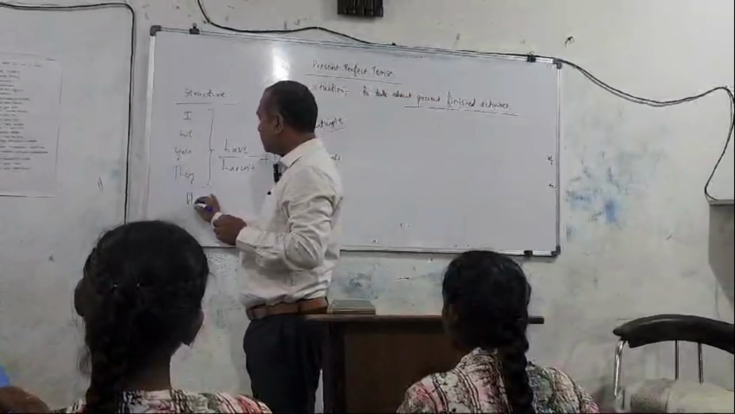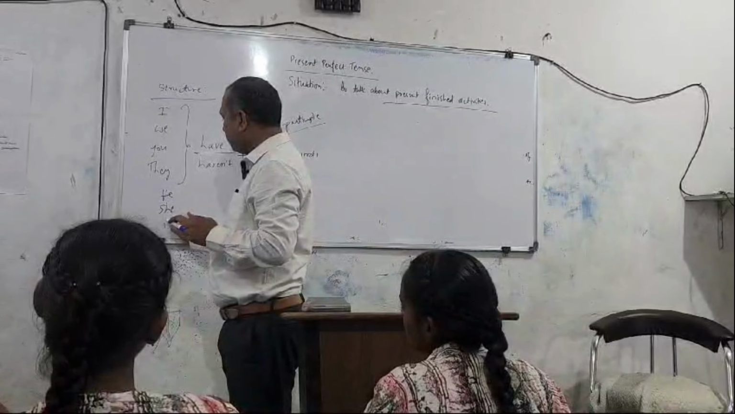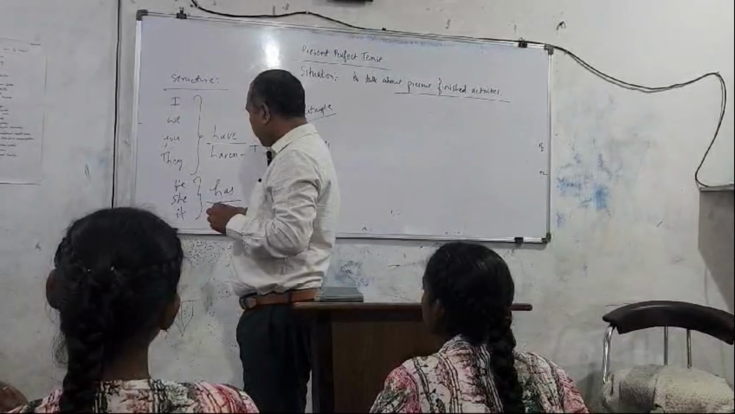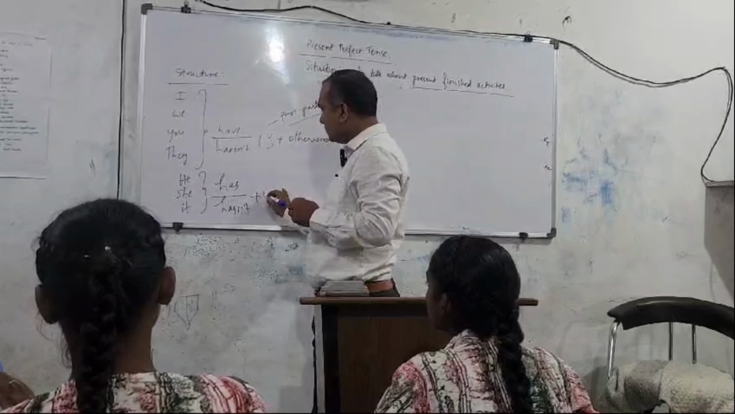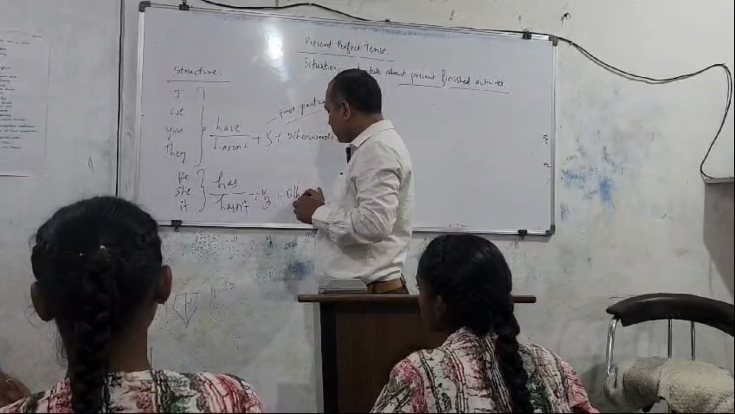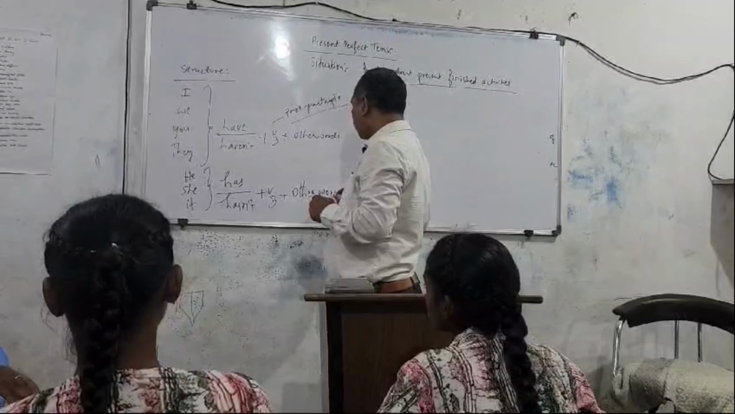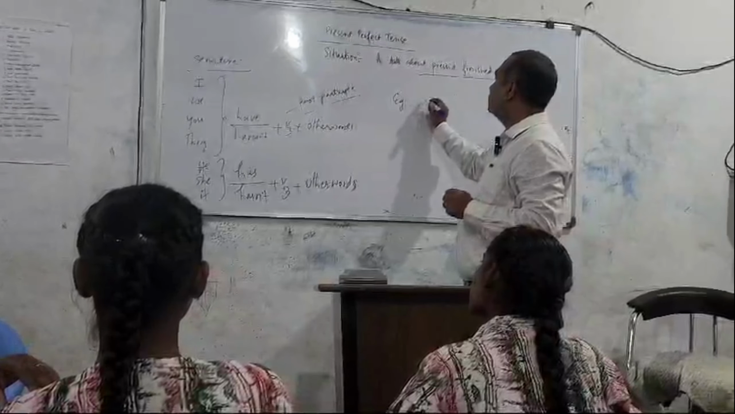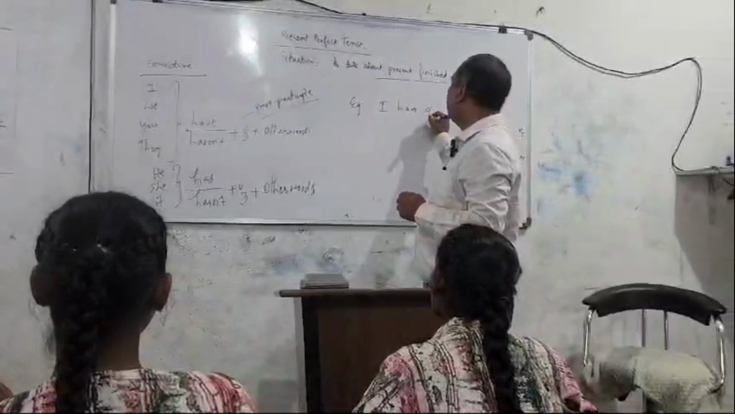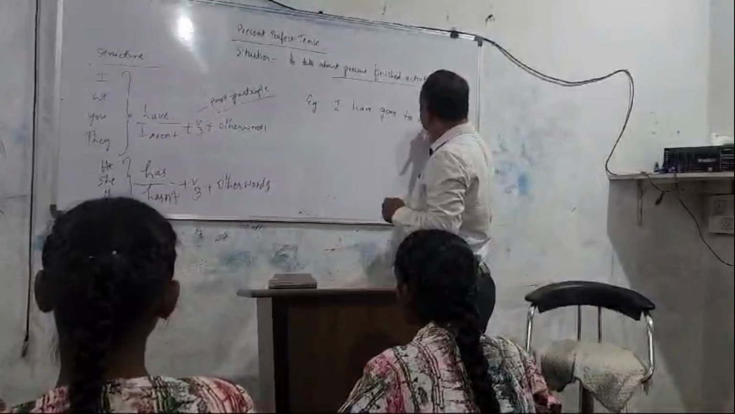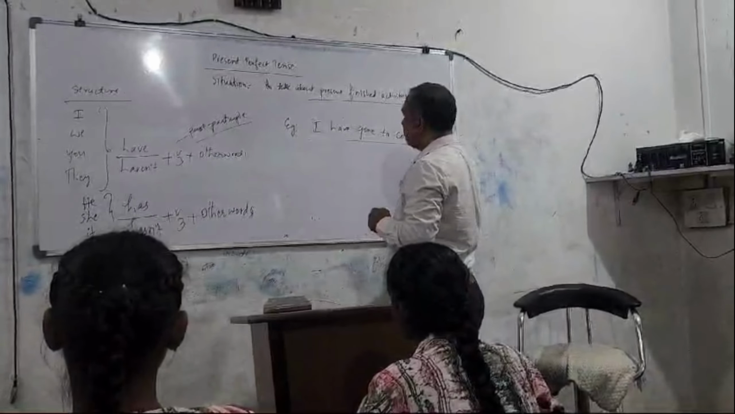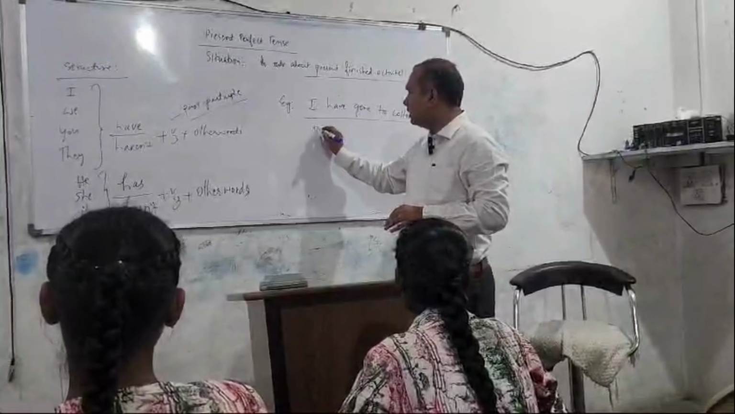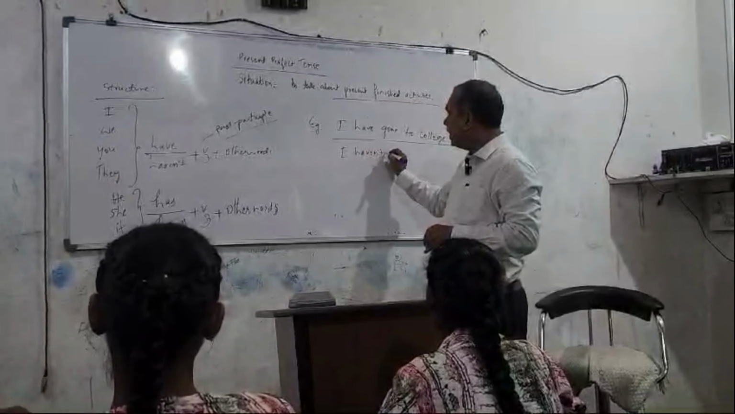So next another structure, particularly third person, he, she, it. We take has and negative form hasn't plus V3 plus other words. Example, I have gone to college. That means work is completed. So negative sentence is I haven't gone to college.